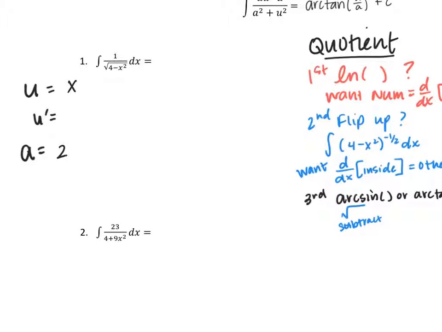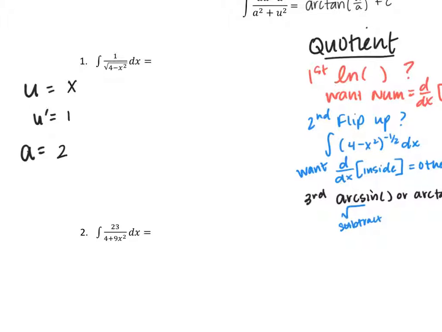x and 2. Are we okay with x and 2 as u and a? Yes. So a squared is 4, so a has to be 2. u squared is x squared, so u has to be x. So u prime is going to be 1.